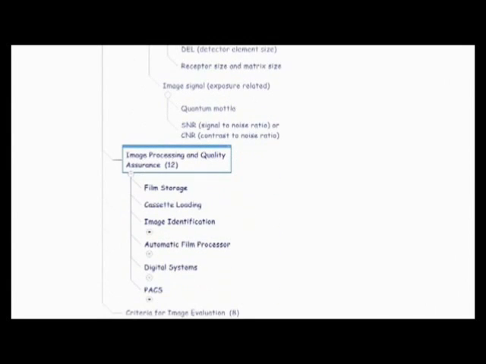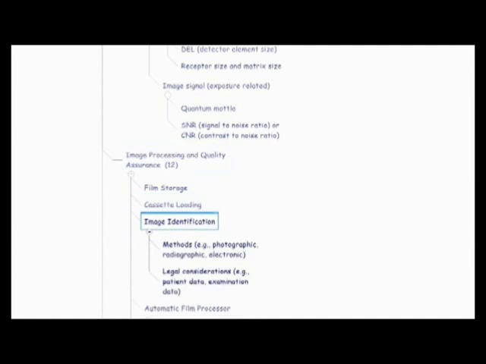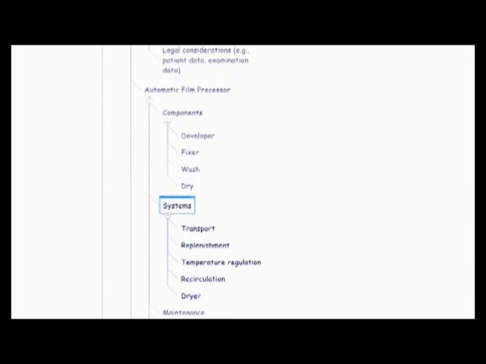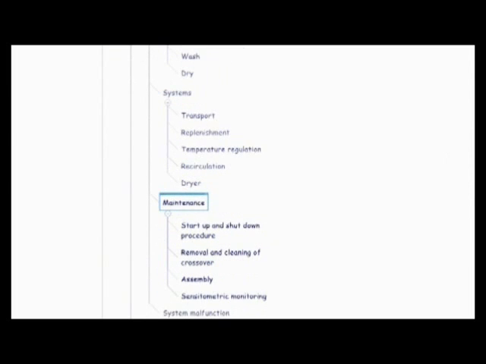Then there's imaging process and quality assurance, which is film storage, cassette loading, image identification, the methods, the legal considerations, automatic film processors. There's the components, the developer, fixer, the wash, and the dry. There's systems, the transport, replenishment, temperature regulation, recirculation and dryer. Then there's the maintenance, the startup and shutdown procedure, the removal and cleaning of crossovers, assembly, and sensitometric monitoring.